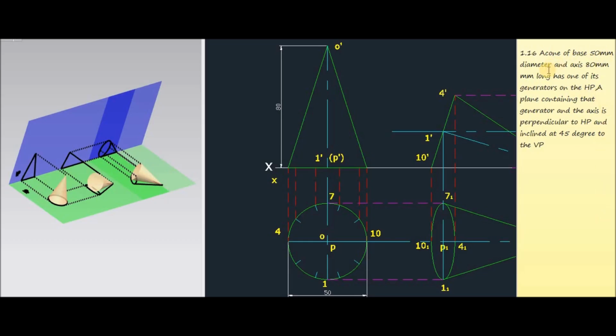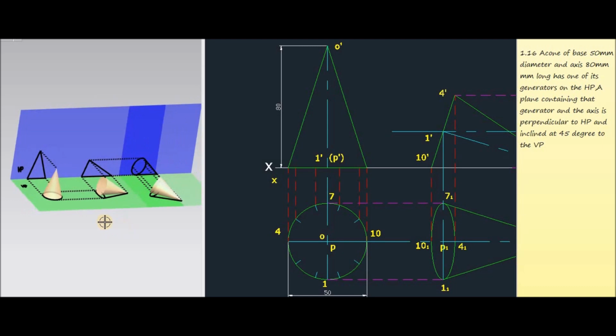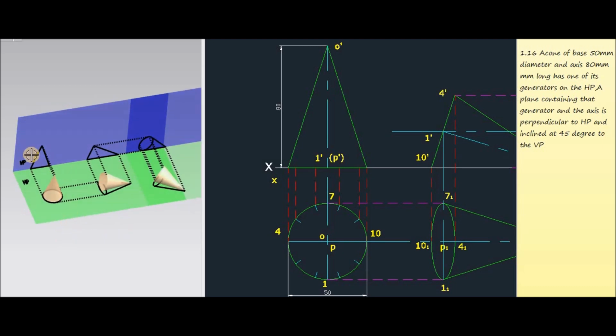The question is, a cone of base 50 mm diameter and axis 80 mm long has one of its generators on the HP. A plane containing the generator and the axis is perpendicular to HP and inclined at 45 degrees to VP. Now consider the three-dimensional representation of the question. So this one is the case of a cone.